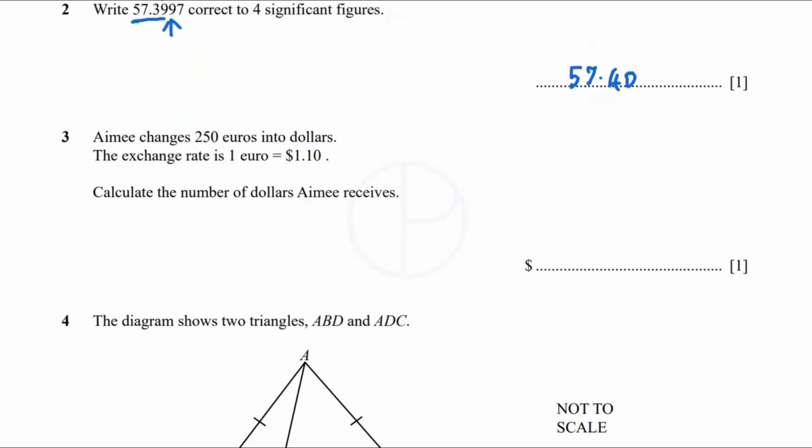Next, Amy changes 250 euros into dollars. The exchange rate is 1 euro is equal to $1.10. Calculate the number of dollars Amy receives. So it's given 1 euro is equal to $1.10. Now 250 euros equal to how many dollars? Let's write x. Cross multiply this. So we get x equal to 1.10 times 250.